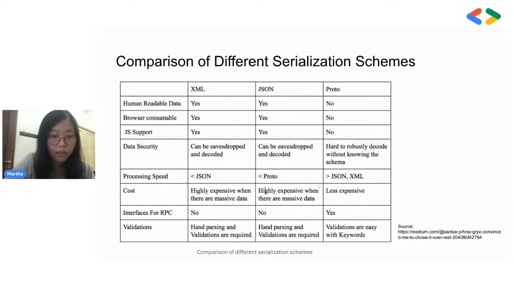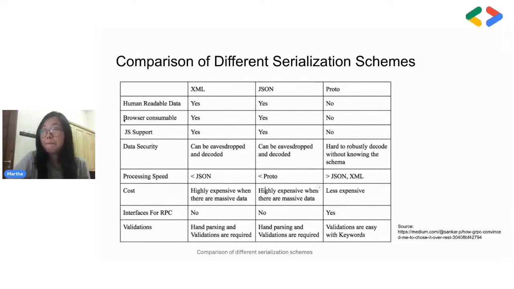Look at this processing speed. XML is slower than JSON, and JSON is slower than proto, which means proto is faster than JSON and XML for processing speed. And also proto is cheap. For the interface, proto uses RPC. And for validation, validation is easy with keywords.